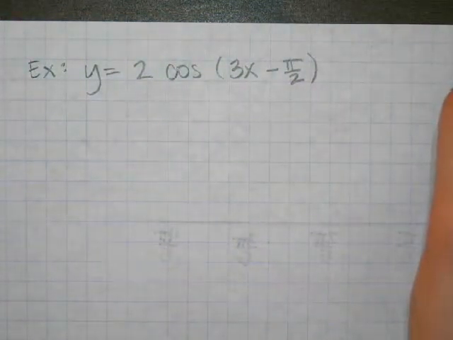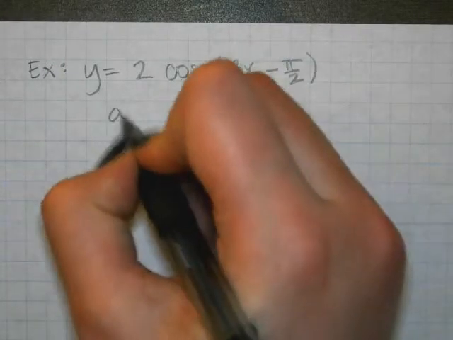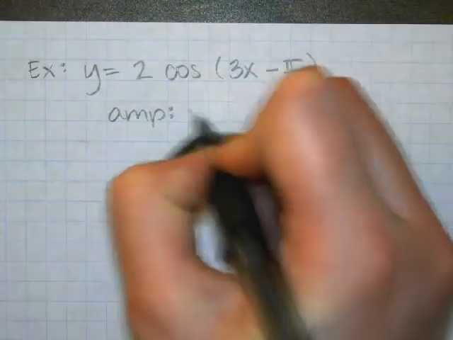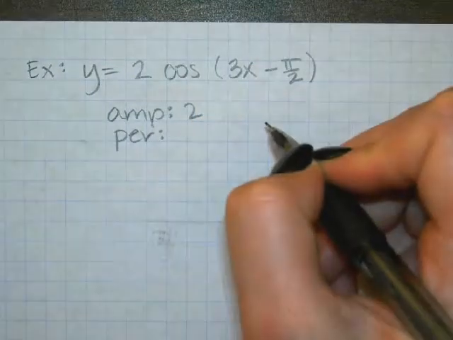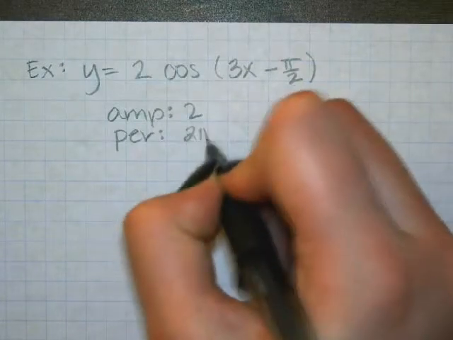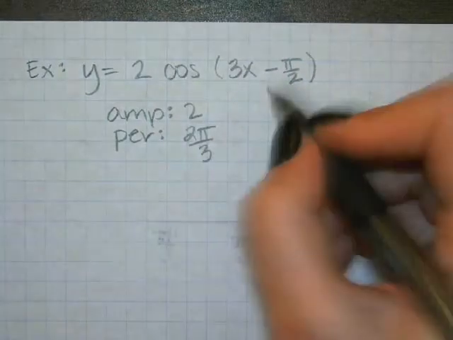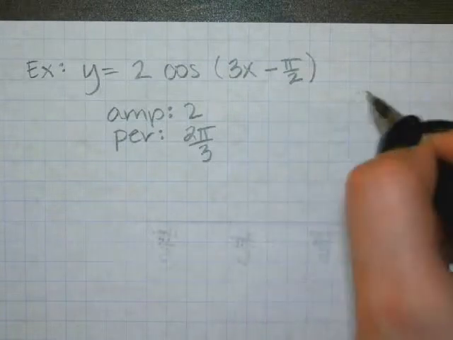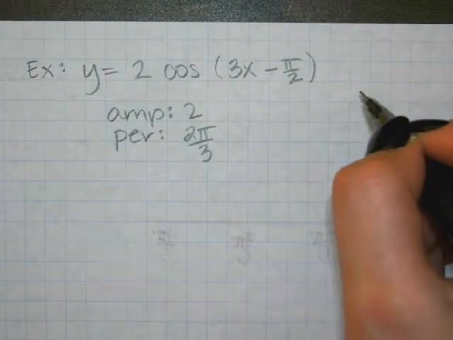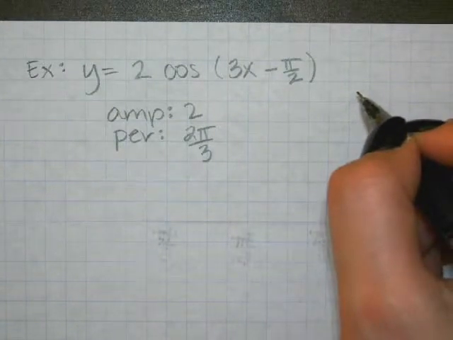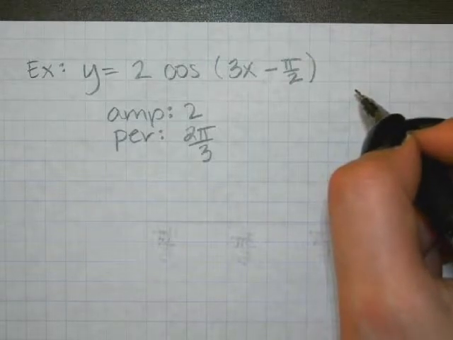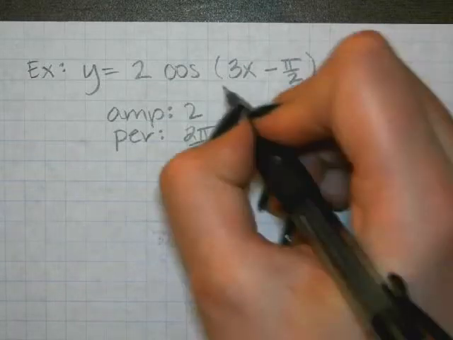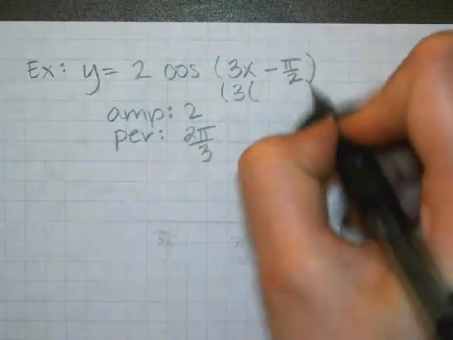All right, so what do you guys see about this one? Amplitude of 2. The period is 2 pi over 3. And it goes to the right pi halves? No. Not to the left pi halves. Factor it. Gotta factor it. They tricked some of you.